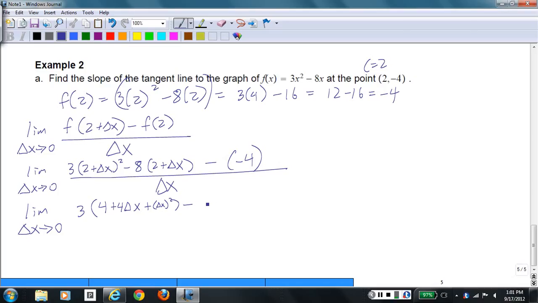Minus 16 minus 8 times delta x, as we distribute the negative 8 across the parentheses. And then minus a negative 4 is equivalent to plus positive 4, adding positive 4, all over delta x.